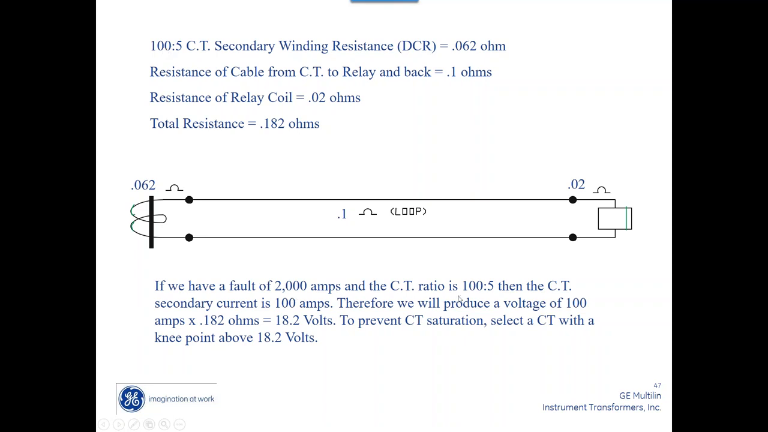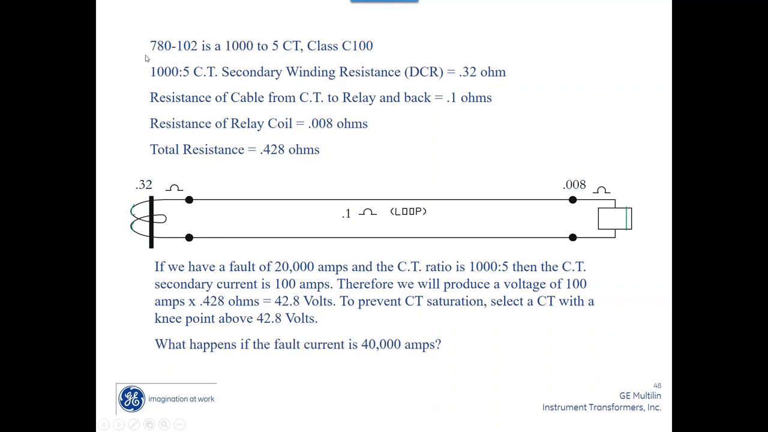So if this is a 100 to 5 CT and I see 20 times that, which would be 2,000 amps, and my ratio is 100 to 1, we'll produce 100 volts. So across that, I've only got a burden of 18.2 volts. Okay, so we just need to select a CT with a knee point above 18.2 volts. So I could easily go with a C50 on this application and be perfectly fine. A C10 is not going to work. A C20 is very marginal. Okay.